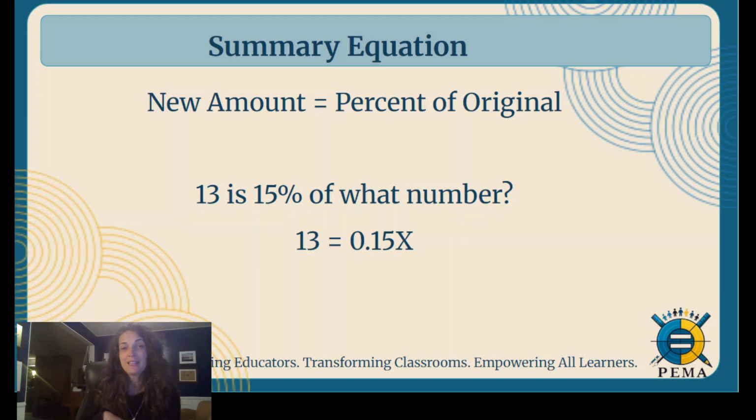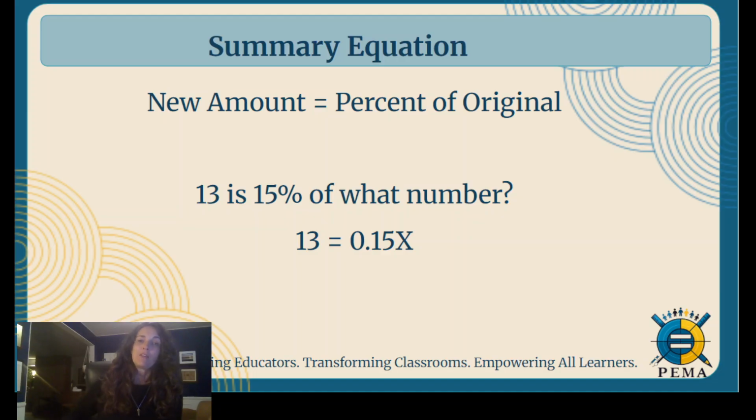So ultimately, we want them to know that a percent can be represented as a decimal, right? Percent means divided by 100, so we're just talking about hundredths. So 15% is the same thing as 15 hundredths. That's a nice connection. And if I know that my new amount is some percent of my original, and that could be a percent increase or decrease, right?